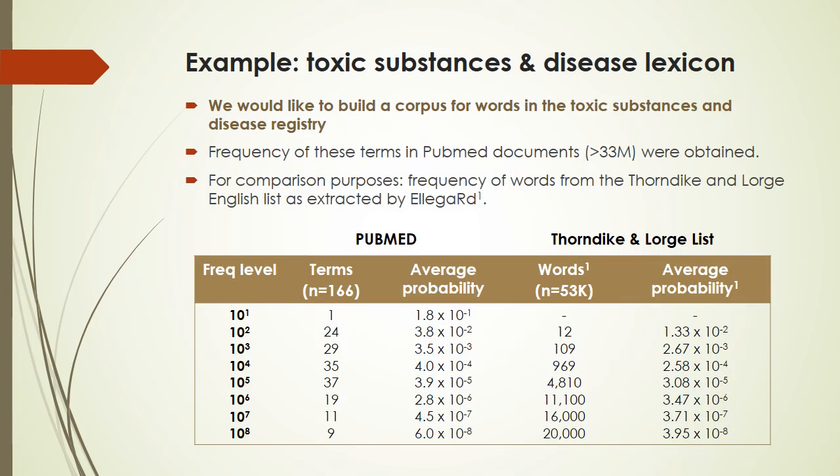We need to estimate the frequency distribution of tokens. For this, we use PubMed with over 33 million records as of 2022. Most of the 166 terms present a frequency between 1 per 100 to 1 per million. That is, these are highly frequent terms when we compare this distribution with that of the Thorndike and Large English list, in which most of the 53,000 terms have frequencies of 1 per 100,000 or less.